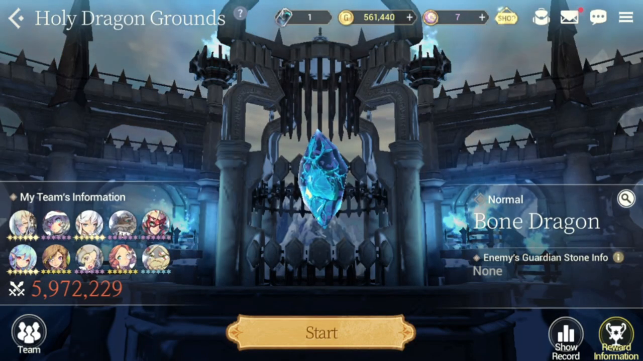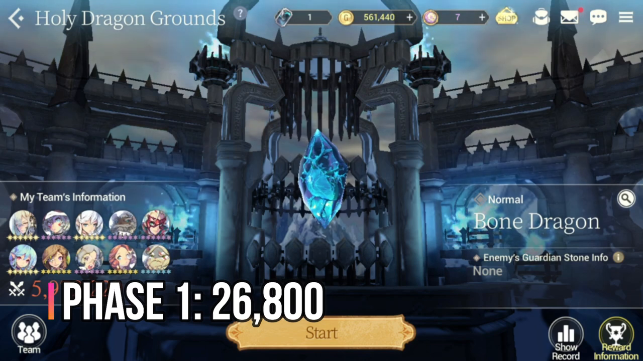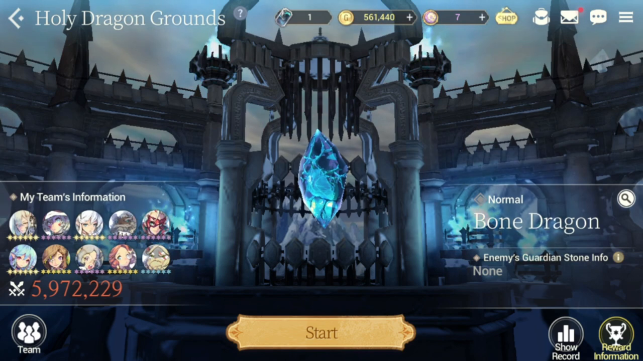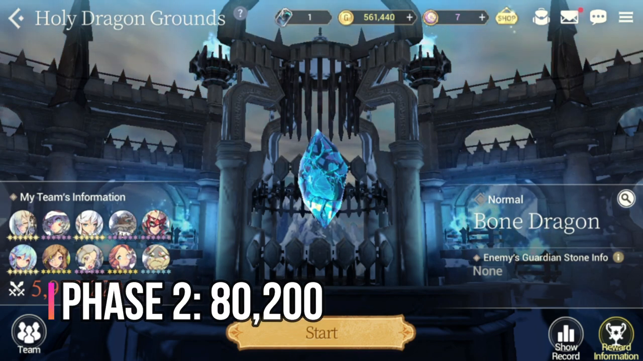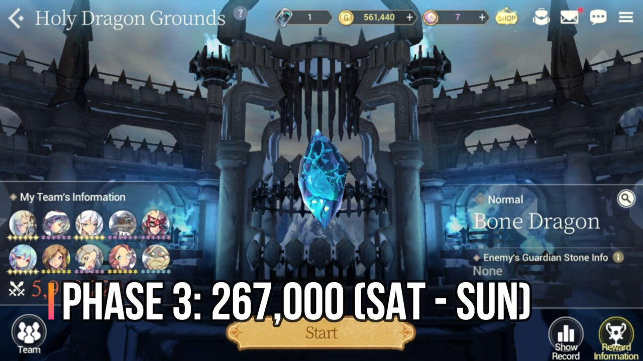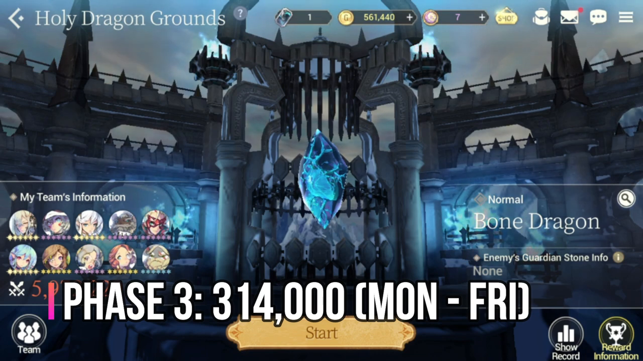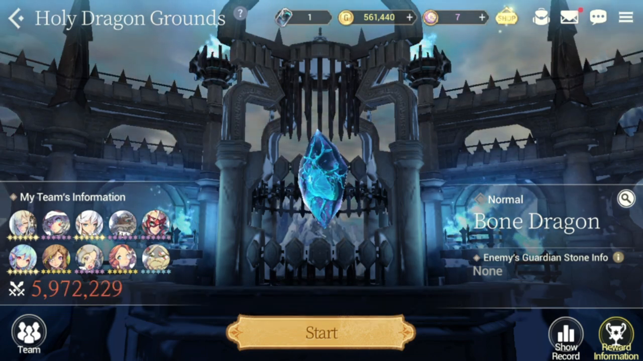Hi guys, we'll start off our Holy Dragon Grounds updated guide. So we have four phases for Holy Dragon Grounds. For phase one, you need 26,800 damage to move to phase two. Then from phase 2, you need 80,200 damage to reach phase 3. For phase 3, you need to deal 267,000 damage or 314,000 damage depending on which day you are in.